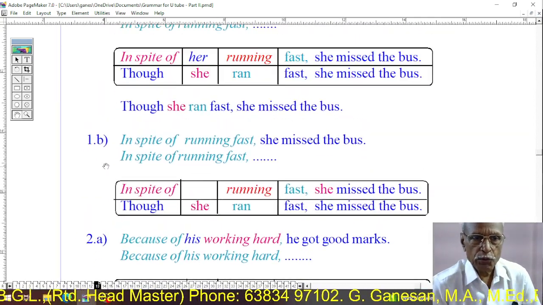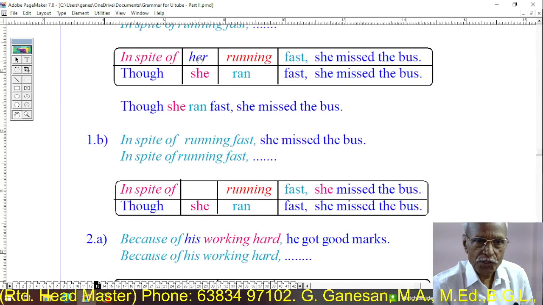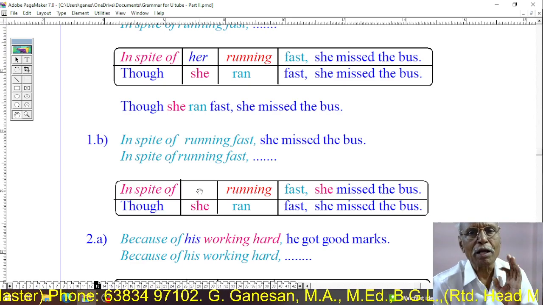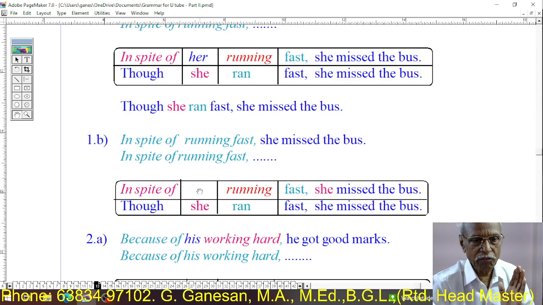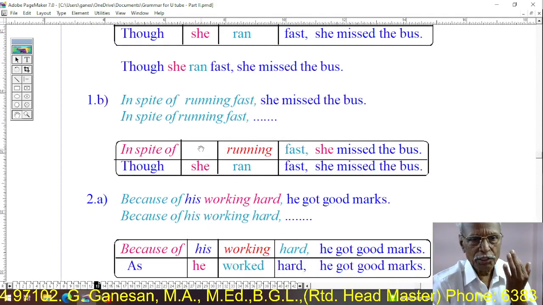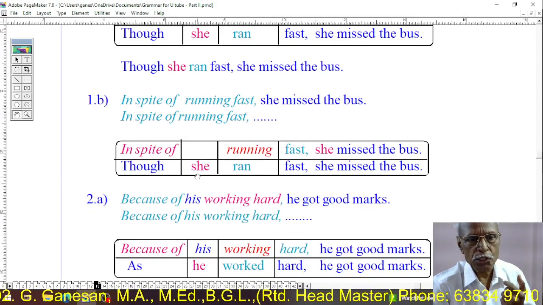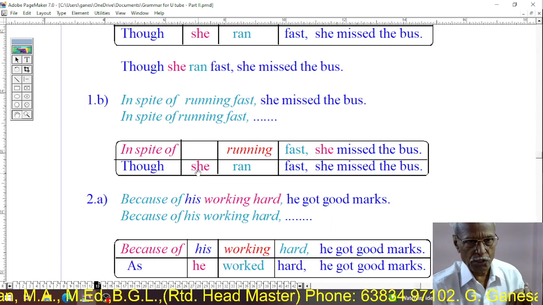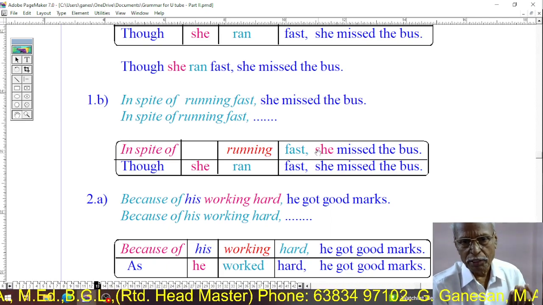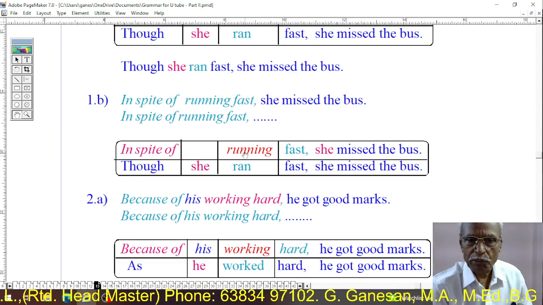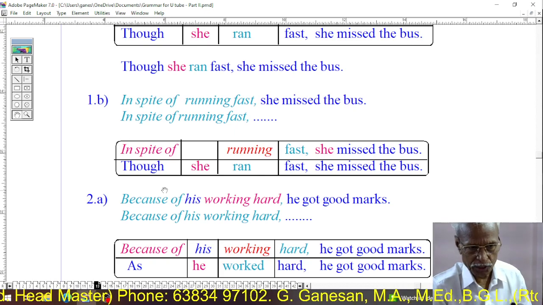Dear students, in the first example I gave the possessive, but in the second example I haven't given the possessive. If there is a possessive, change it into the subject. If there is no subject, then make use of the subject in the main clause. Okay. In spite of running fast, though she ran fast.